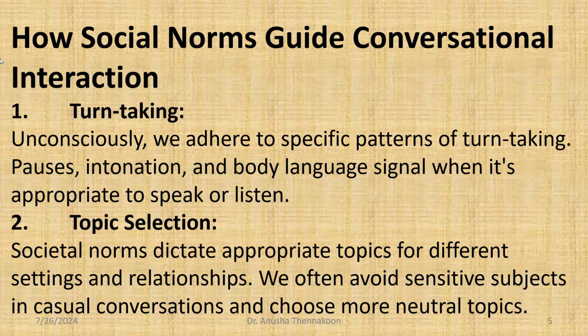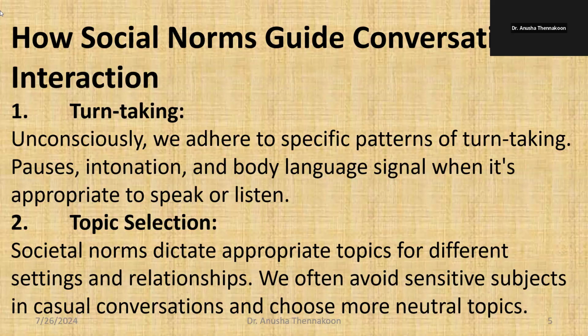Okay. How social norms guide conversational interaction. I hope you might have read about turn taking. Turn taking means when we talk, we talk one after the other. We adhere to specific patterns of turn taking, pauses, intonation, and body language that signal when it's appropriate to speak or listen. So when we are in a group, we have an idea when I should talk, and that is when the other person stops talking. And then we can understand whether it is a good time to talk. We can get that idea from pauses, intonation, and body language.